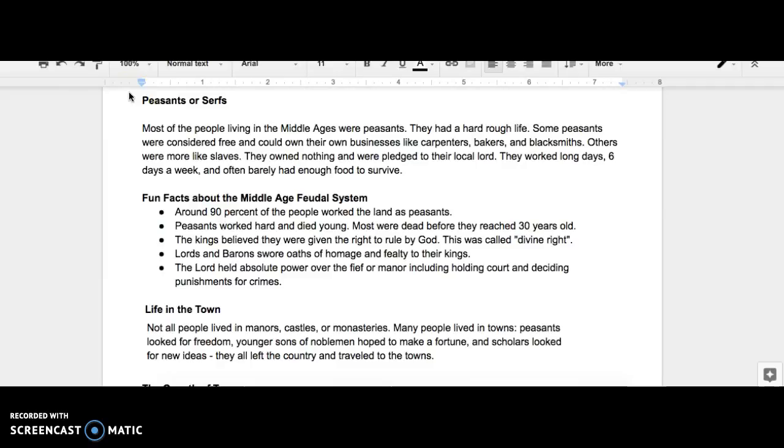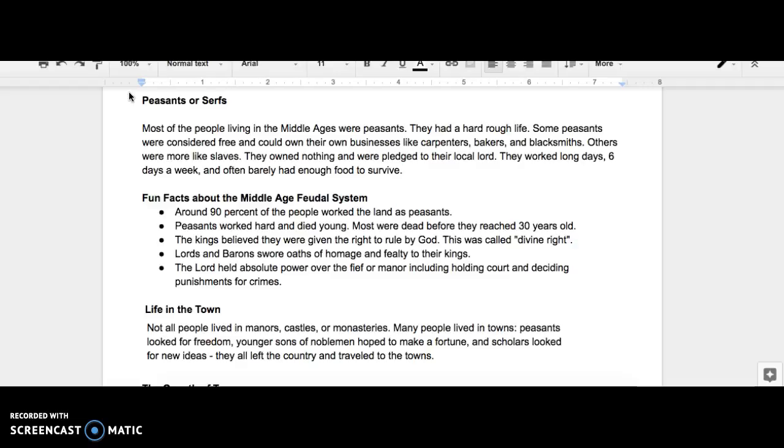Peasants or serfs. Most of the people living in the Middle Ages were peasants. They had a hard, rough life. Some peasants were considered free and could own their own businesses like carpenters, bakers, and blacksmiths. Others were more like slaves. They owned nothing and were pledged to their local lord. They worked long days, 6 days a week, and often barely had enough food to survive.